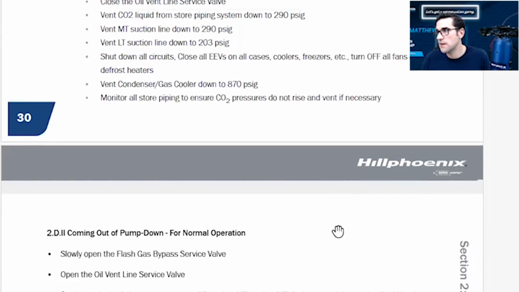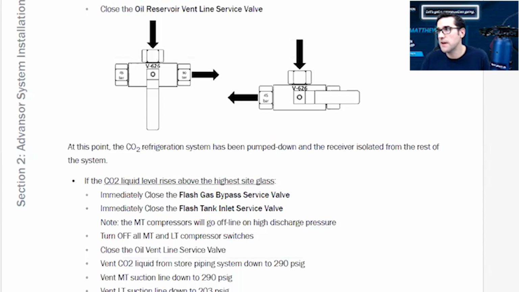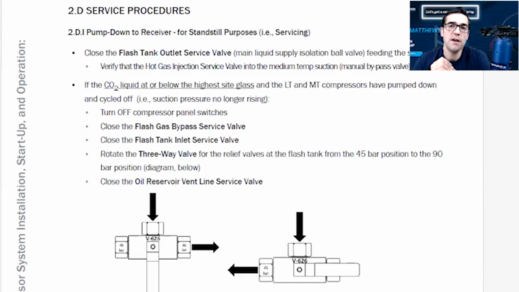But I want to dive down a little bit. This section here is pump down, I think. Pump down to the receiver for standstill purposes. So important. I have a lot of technicians who said, Trevor, I'm worried about pumping down a CO2 system. I'm like, have you ever pumped down an HFC system? Have you ever gone to a rack? Oh, I have pumped down dozens and dozens of them. It's no different than pumping down a CO2 rack. It's just you've got to watch out for a few things.